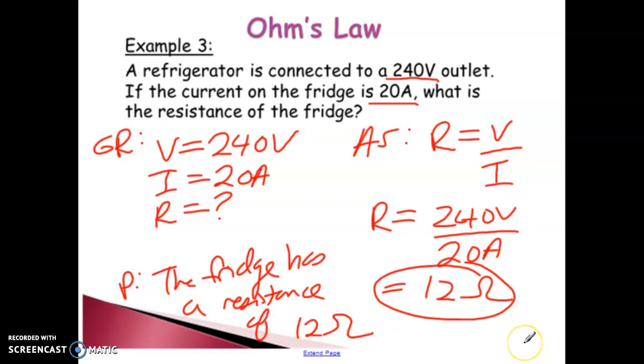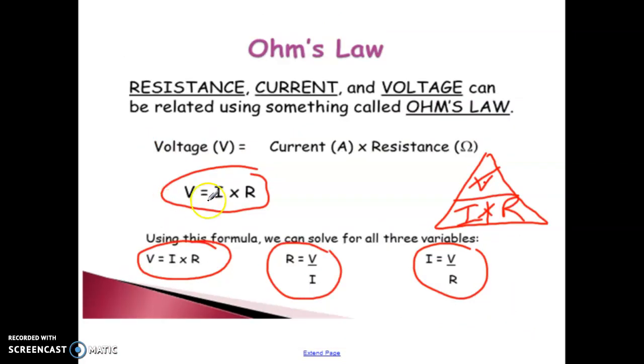So that's Ohm's law. The original formula is V is equal to I times R. But remember, you could be solving for any of those variables. You'll always have enough information from the question to solve for what you are looking for.